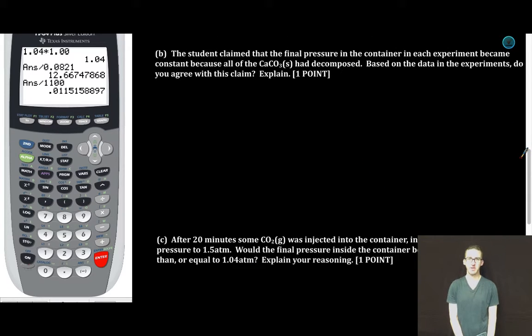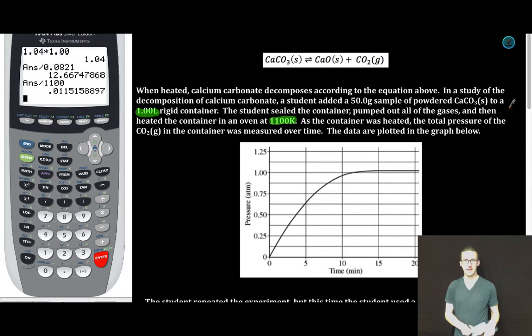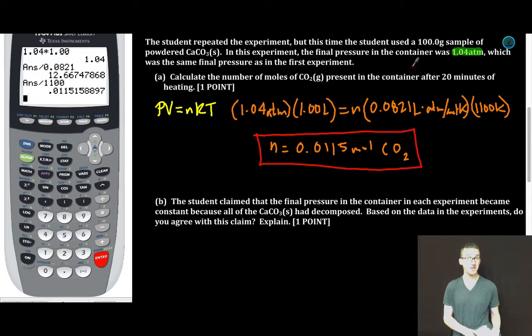Subpart B. The student claimed that the final pressure in the container in each experiment became constant because all of the calcium carbonate had decomposed. Based on the data in the experiments, do you agree with this claim? Explain. Let's recall. In the first experiment, we added 50.0 grams of calcium carbonate and heated it up. We repeated that experiment, but this time used 100 grams and heated it up. Each time, the final pressure in the container was 1.04 atmospheres, or as we calculated in part A, 0.0115 moles of carbon dioxide was produced.